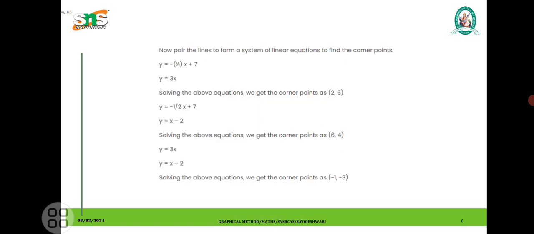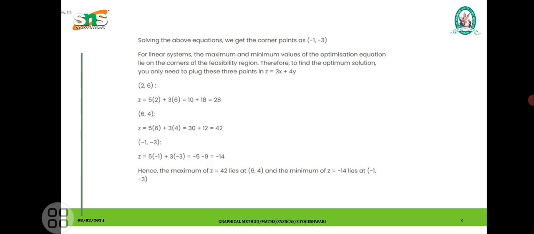Now these points from the equations are marked on the graph. Next, what are the exact points from this graph? The first one is 2 comma 6, so the value is 28. The second point is 6 comma 4, and the value is 42. The third point is minus 1 comma minus 3, so z is equal to minus 14.